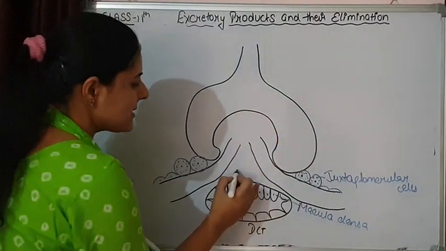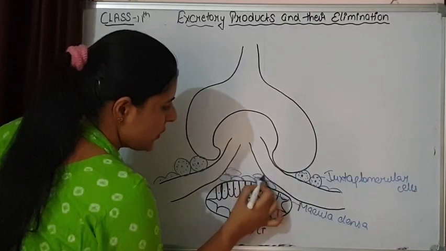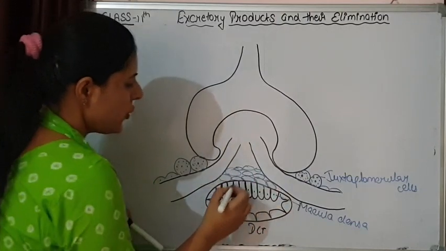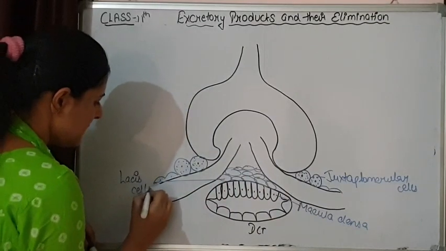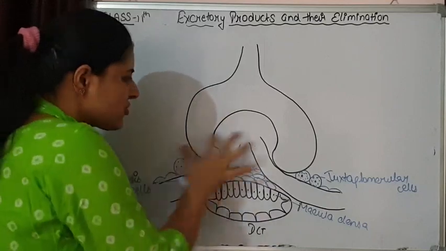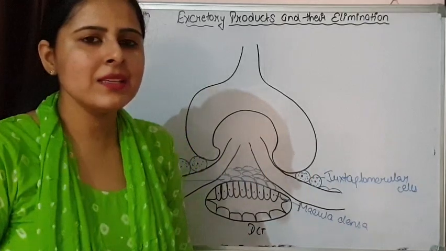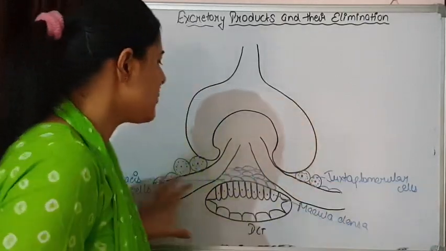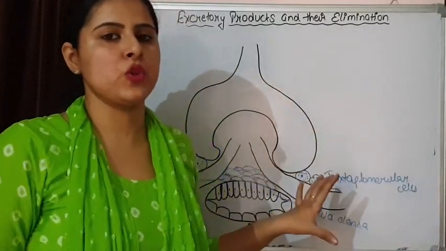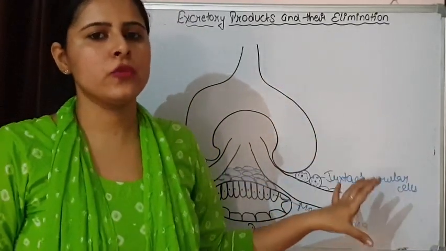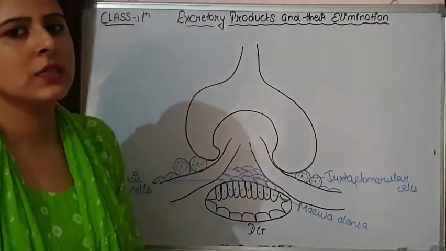And the Lacis cells are present over here, in the space that arises between this DCT and the glomerulus, and these are known as the Lacis cells. This is the juxtaglomerular apparatus that is present over here. This juxtaglomerular apparatus is responsible for maintaining the blood pressure. It is helping in the absorption of salts and water from the nephrons. So this is how the juxtaglomerular apparatus is there.